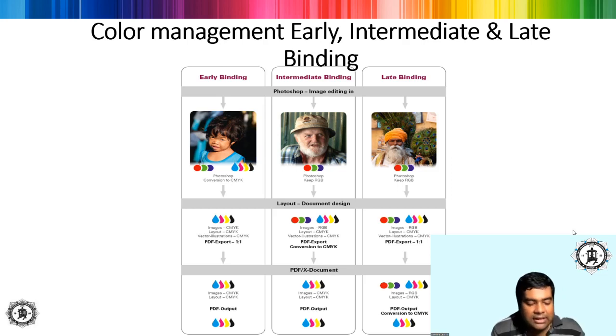The first thing that we can discuss is obviously the concept of early binding. So what is this early binding? The designer or the editor, whoever is creating the design, is doing all the retouching on the image in Photoshop maybe, and immediately converting the color space to CMYK and placing those CMYK images in your layout software. This is known as early binding.